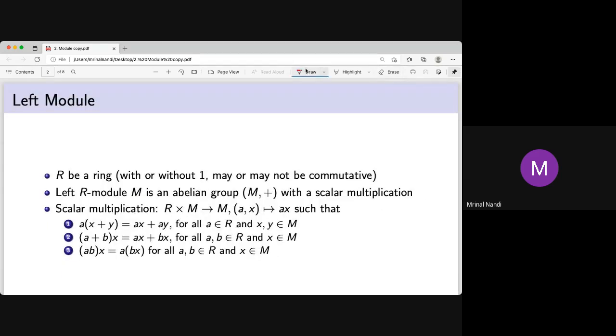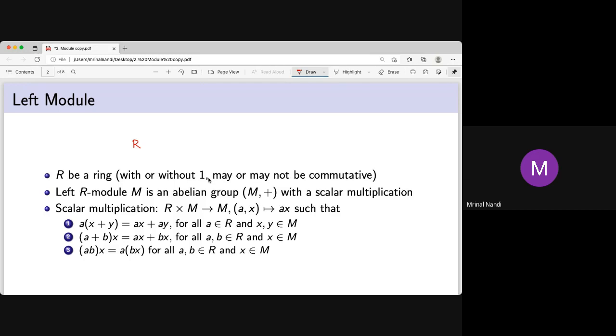So we start with the left module. So what is a left module? For a left module, there is a ring R, and R may or may not have one. That identity may or may not be in this ring. But some authors in some books take it as given that one is there. So there are two types of definition.